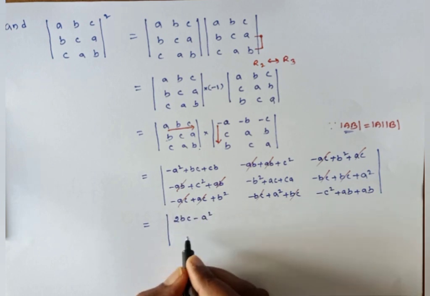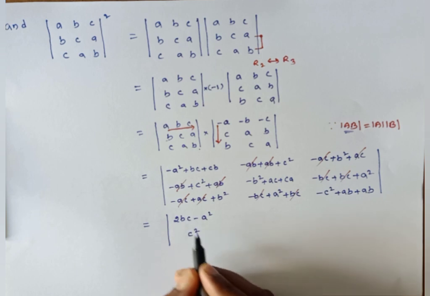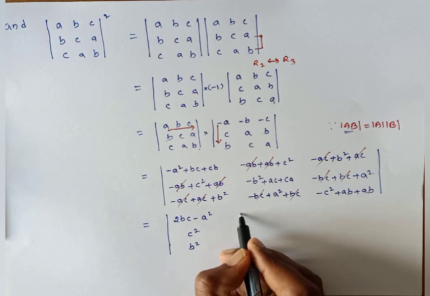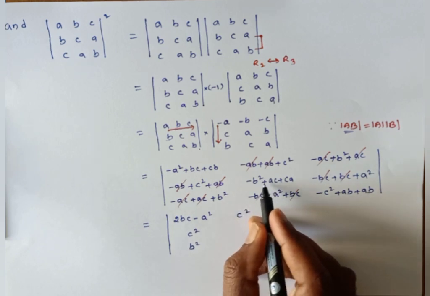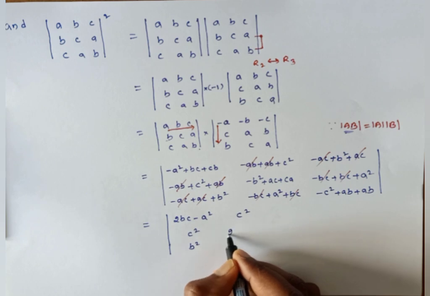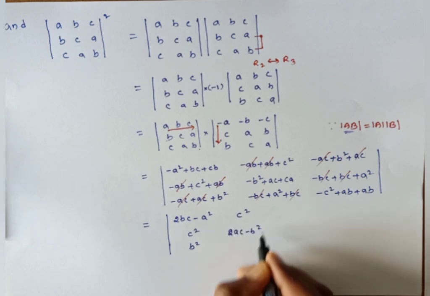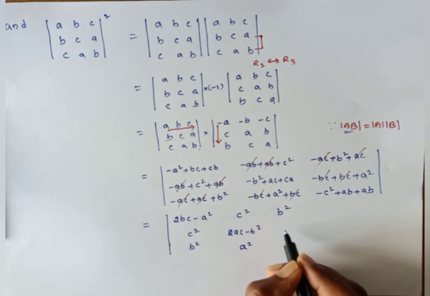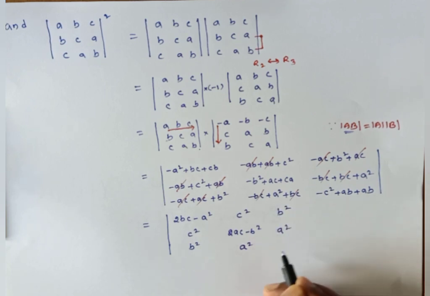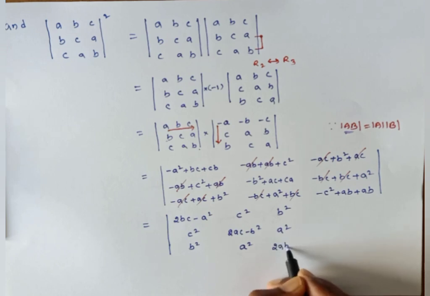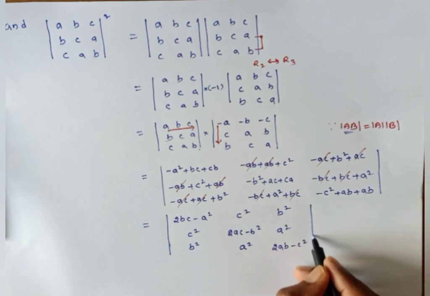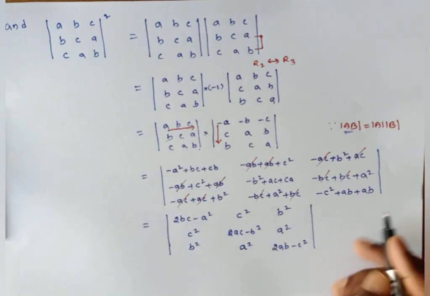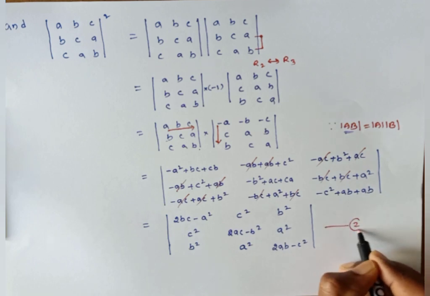minus A square. Now in this only C square is present, and here it is only B square. Now here it is C square, AC plus CA, that is 2AC minus B square, A square, here this is B square, A square, and it is 2AB minus C square. Now the determinant of this is equal to, let this be relation 2.